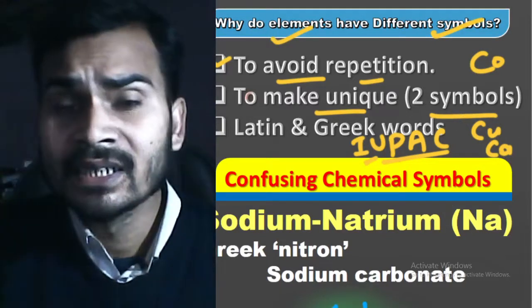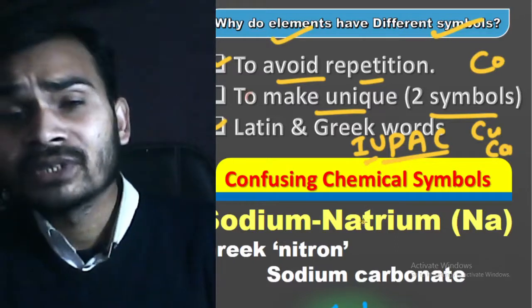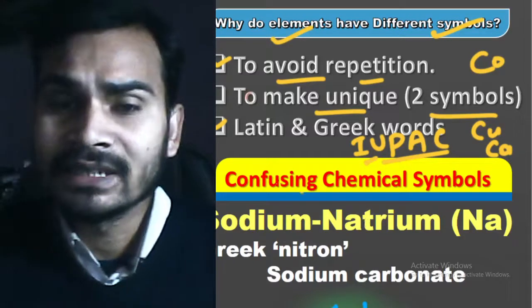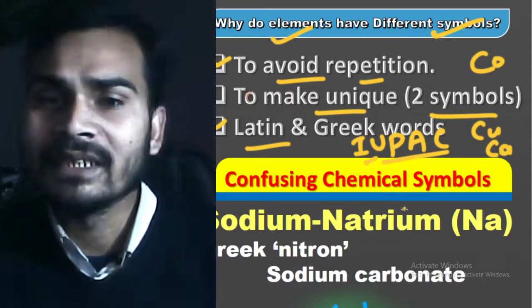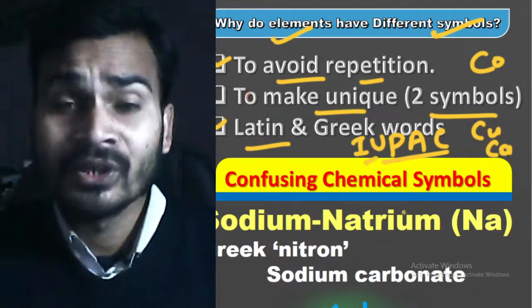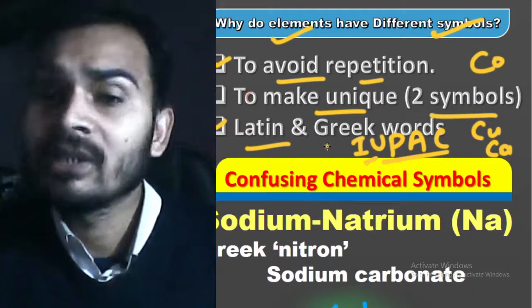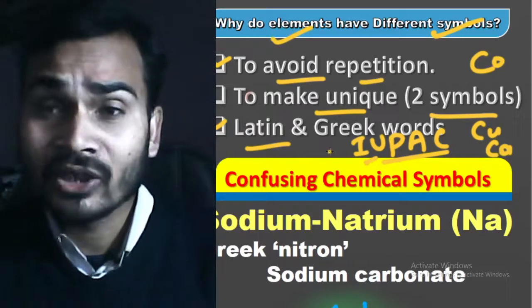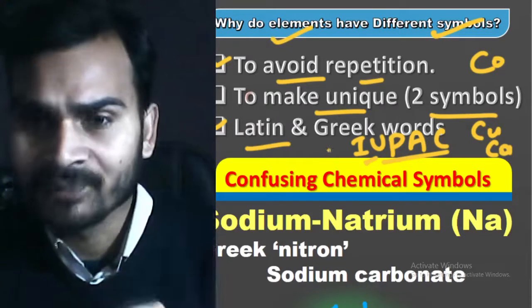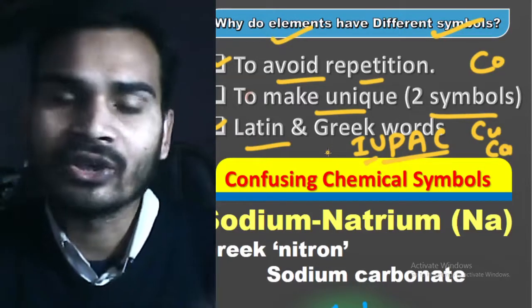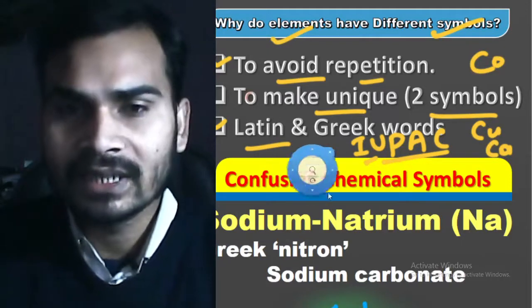Next, some names do not start from the first letter. They are basically taken from Latin and Greek words. So today we are going to learn those elements whose symbols do not start from their first letter. They are basically taken from Greek or Latin words. So let's start.